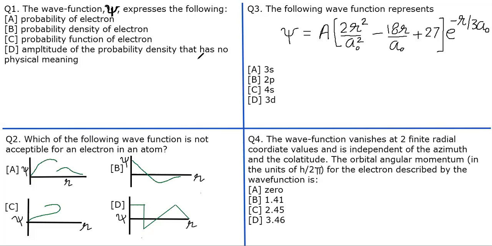So let's practice this DPP. There are 4 questions. You read them and then try to attempt after pausing the video, then we'll have the solutions. The first question says the wave function psi expresses the following.